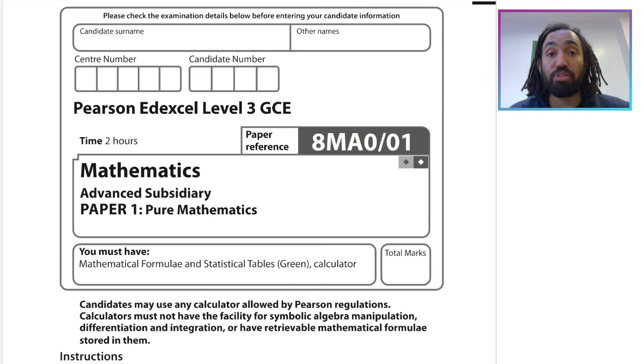This paper is great to do if you're in year 12 and you're halfway through the course. It's also good to do for practice if you're in year 13. There are some tricky questions in here, particularly the one on circles. Give that one a try.